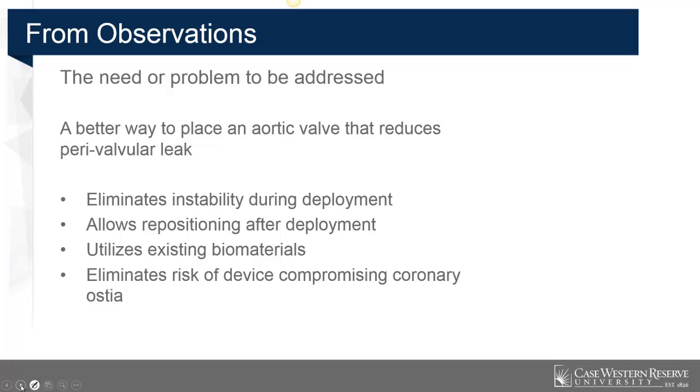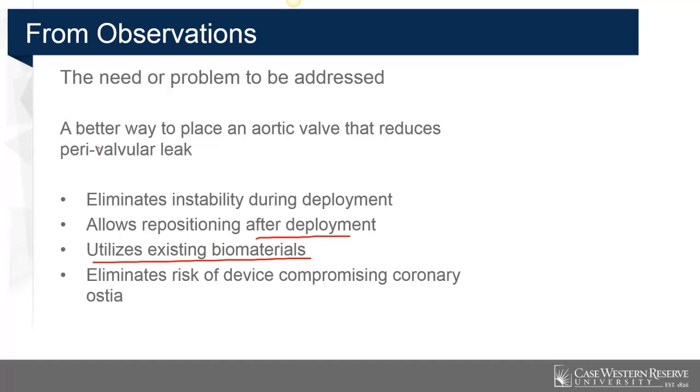So let's just take where somebody's been in the OR, cardiovascular situation where they need a better way to replace an aortic valve that reduces this paravalvular leak. So you put in the valve, and then there's this circumferential leak. Other things that would play into this are the elimination of the instability of the valve during deployment. You want to be able to reposition after the valve is deployed. You want to use existing biomaterials. Obviously, this expedites the process of approval. And you really want to just eliminate any possibility of coronary complications.